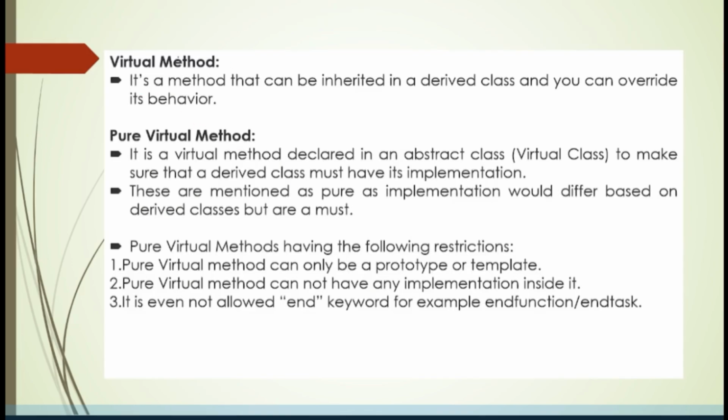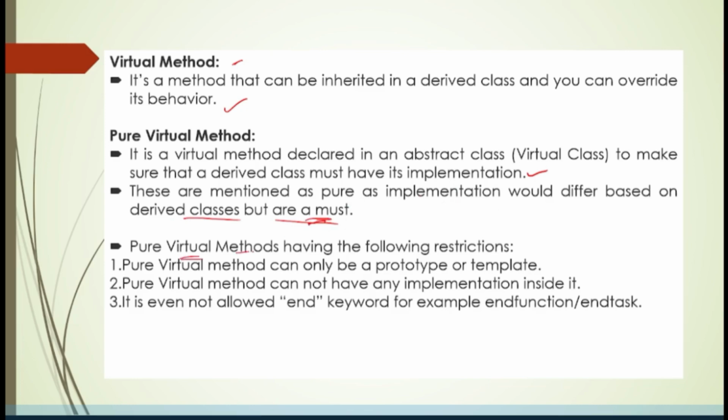A virtual method is a method that can be inherited in the derived class, and you can override its behavior. You can do it or you need not do it, it's your wish. But a pure virtual method is declared in an abstract class to make sure that the desired derived class must have its implementation. That means you should compulsorily define it, because since it is not defined in the abstract class, it is your duty to define it while you are using that particular class. These are marked as pure, as the implementation would differ based on derived classes, but they are a must. That is what I told you.